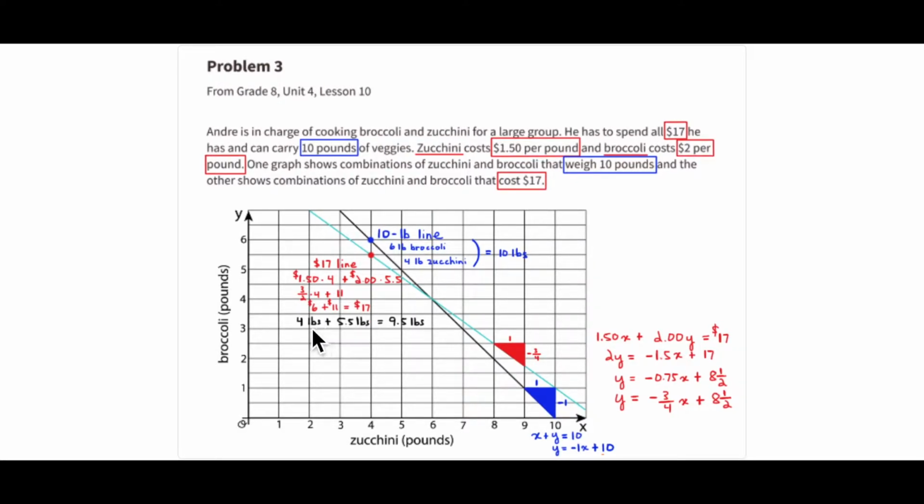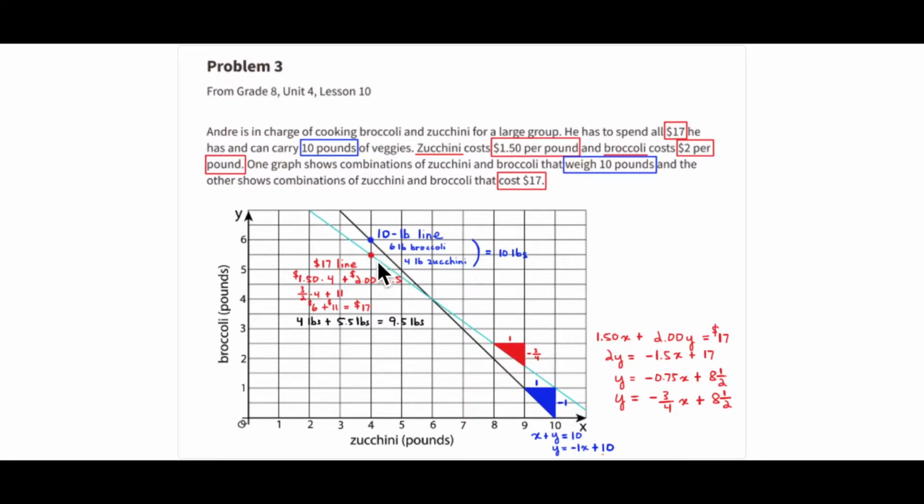And so the number of pounds is the 4 pounds plus 5.5 pounds, which is 9.5 pounds. That's less than 10 pounds. So this combination is not equal to 10 pounds. That's this combination right here, the 6 pounds of zucchini and the 4 pounds of broccoli. But this combination is less than 10 pounds. It's 9.5 pounds because this line is less than the 10-pound line.